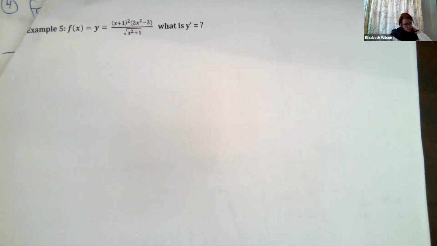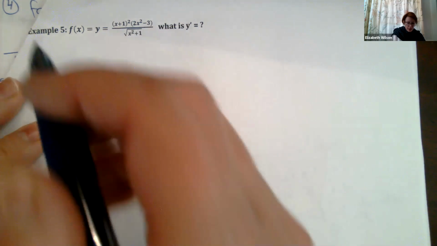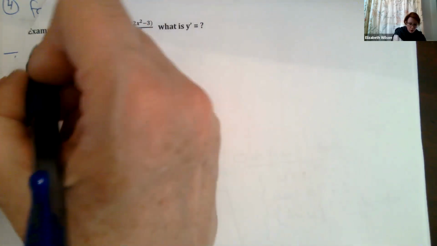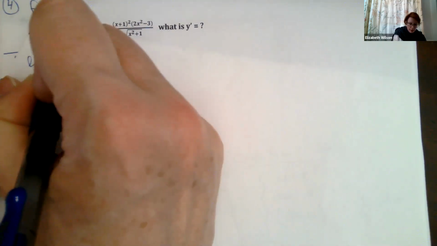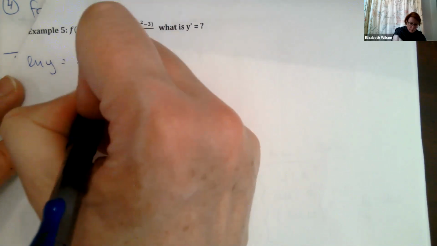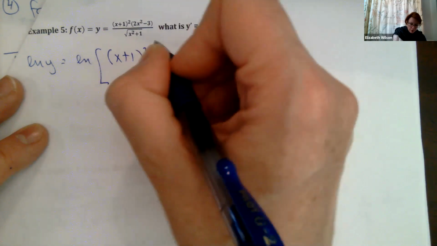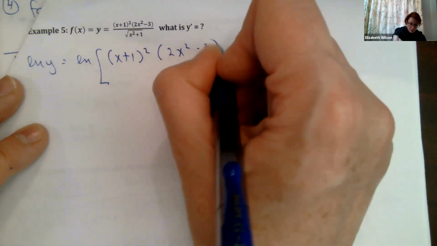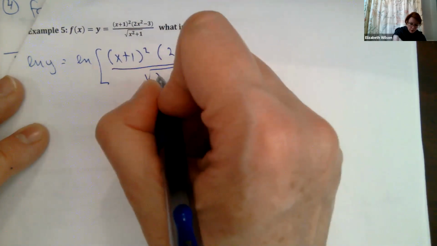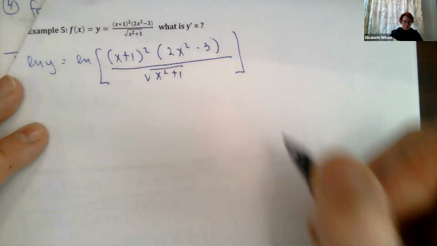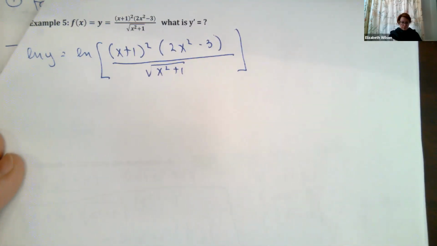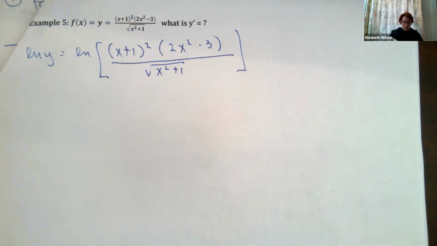So the first thing I need to do is take the natural log of both sides. So the natural log of y equals the natural log of my big block, (x plus 1) squared times (2x squared minus 3) all over the radical of x squared plus 1, like that. And now I'm going to use properties of logs.